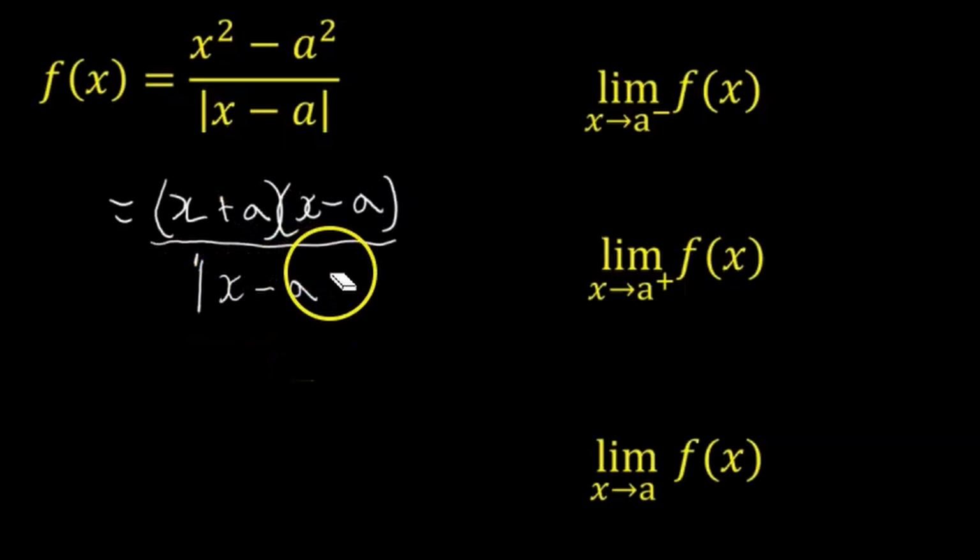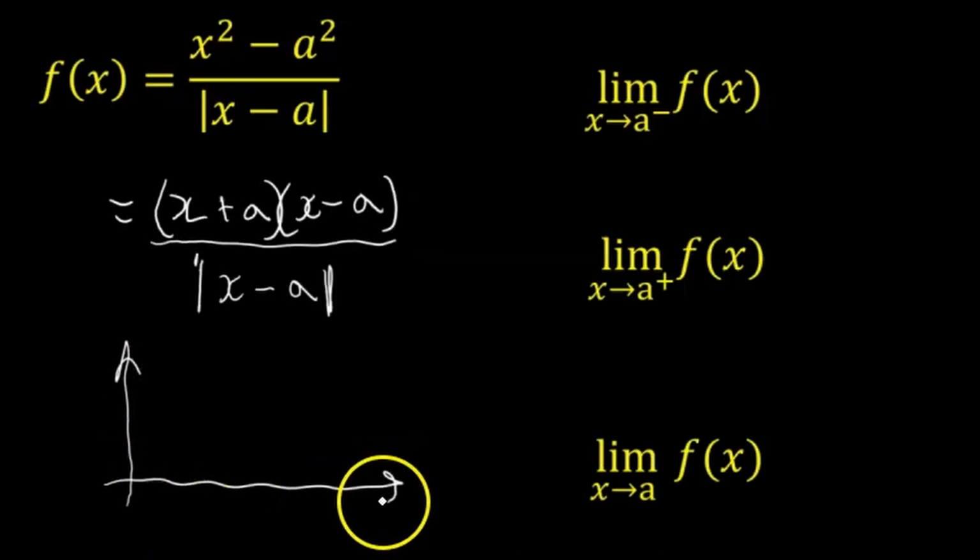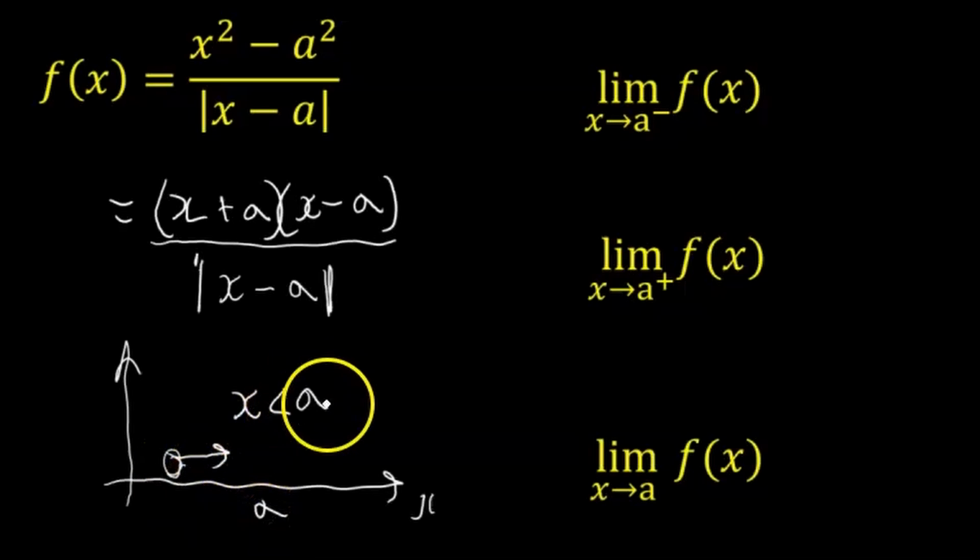Okay, now we need to put on our thinking caps here. We can't just cancel this directly because there's an absolute value sign. As x approaches a from the left, x is less than a. If we have a function, and here's a, and x approaches a from the left, that means x is over here, approaching a. So x is less than a.